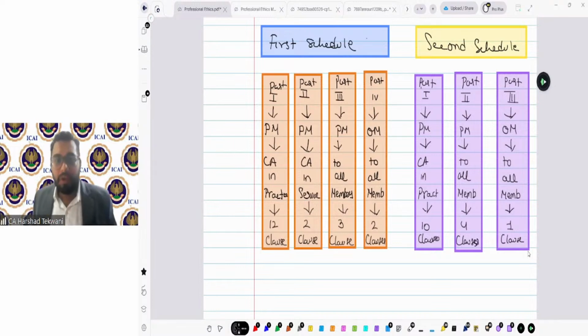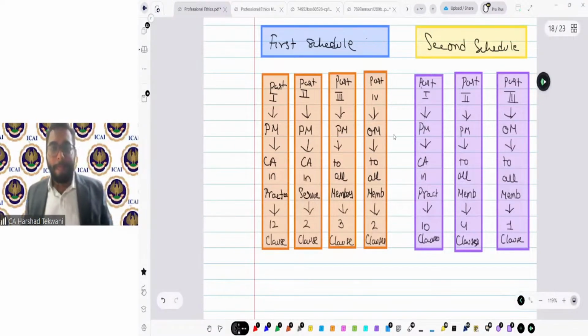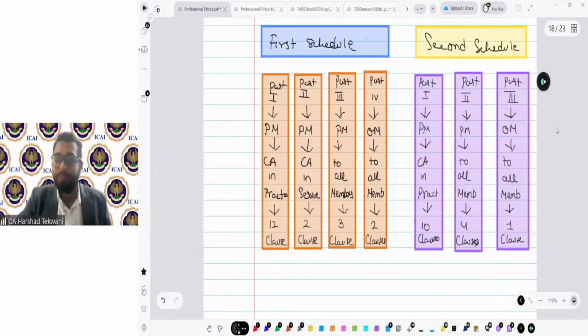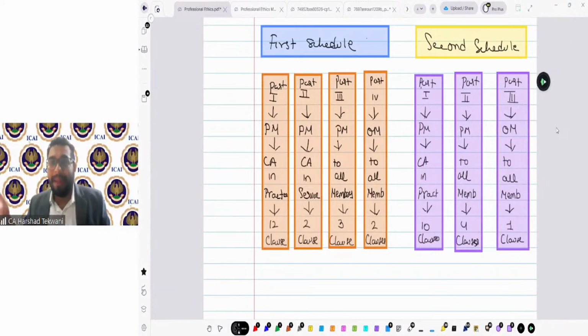Now, what are these clauses and what are these parts basically? See, when I talk about clauses, these are the areas where if a member commits any of the things mentioned in a particular clause, then he can be held guilty of professional misconduct. For example, a simple example, what is given in the clauses? A member cannot allow anyone to practice in his name.